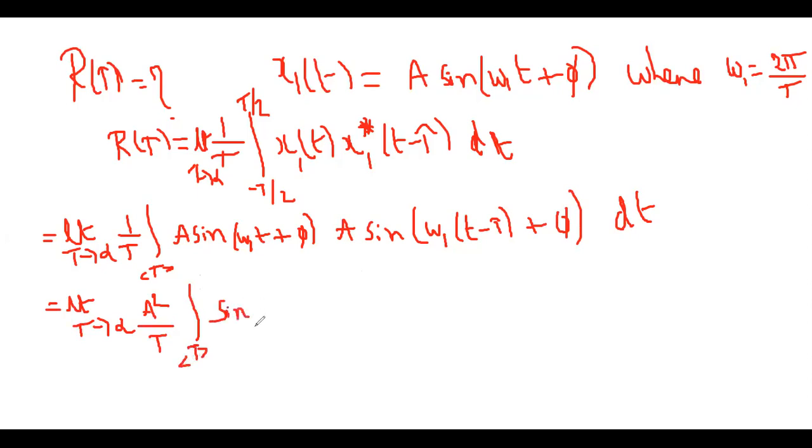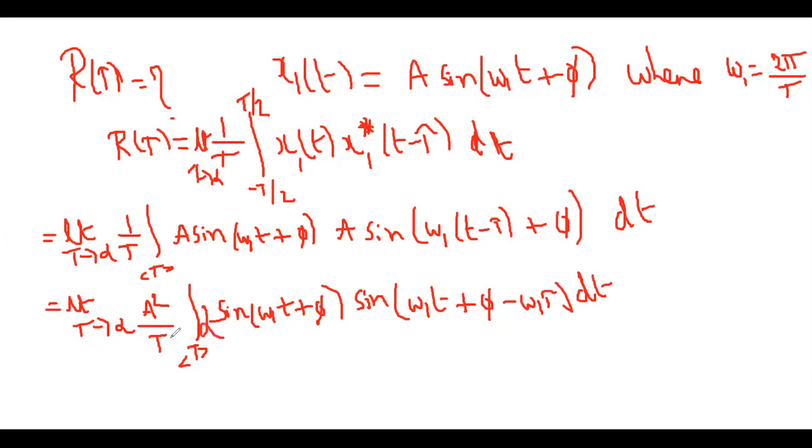sine omega 1 into t plus 5, sine omega 1t plus 5 minus omega 1 tau. I expand this one dt. See, it is in the form of sine A sine B. 2 sine A sine B. I am taking the 2 in the denominator also.